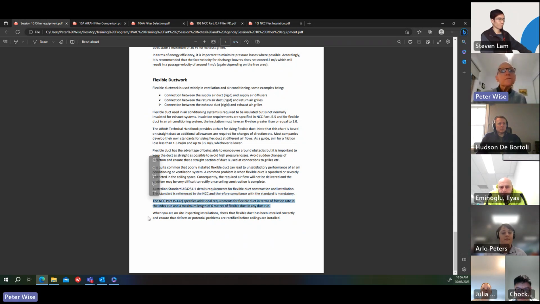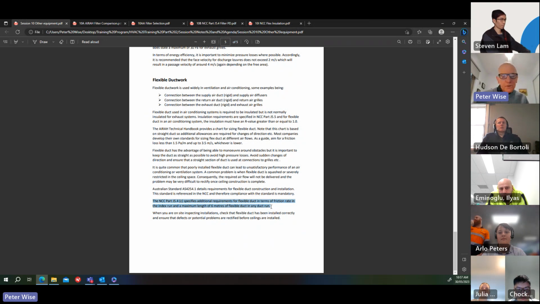NCC Part J5.4C has some additional requirements for flexible duct in terms of friction rate in the index run and a maximum length of 6 metres. The length of 6 metres has been another development that's come from the industry, where there used to be a stipulation in the NCC that flexible duct could not exceed 3 metres, but that was making it extremely difficult on site to do everything that needed to be done. So they've changed it to 6 metres, which is good. Most flexible duct, well, you can buy 3 metre lengths, but more commonly it's made in 6 metre lengths. That makes it easier.